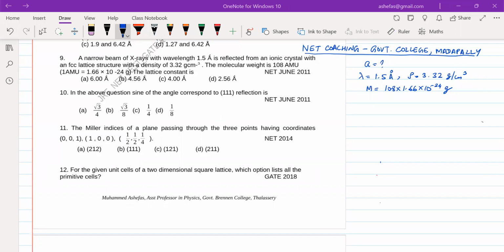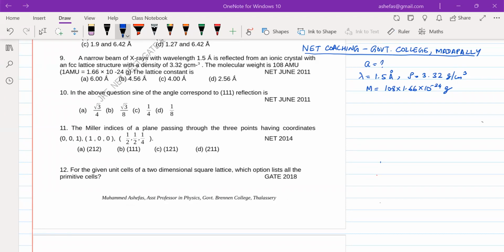Hi all. So next we can have a last set of questions in discussion of crystal structures. So we'll go to question number 9. A narrow beam of X-rays with wavelength 1.5 angstrom is reflected from an ionic crystal with an FCC lattice structure with density of 3.32 gram per centimeter cube. The molecular weight is 108 atomic mass unit, where one atomic mass unit is 1.66 into 10 raised to minus 24 gram. The lattice constant is.